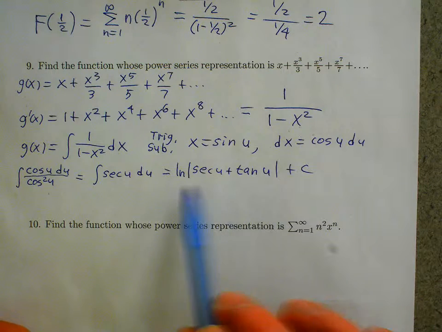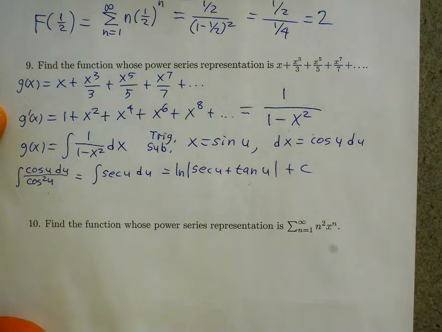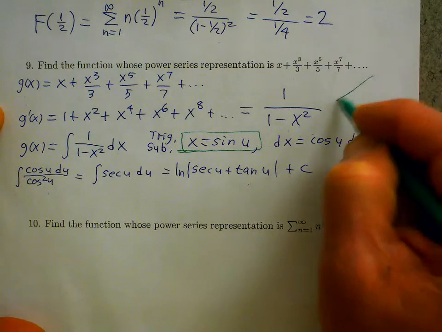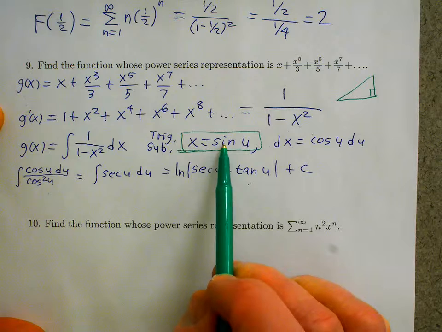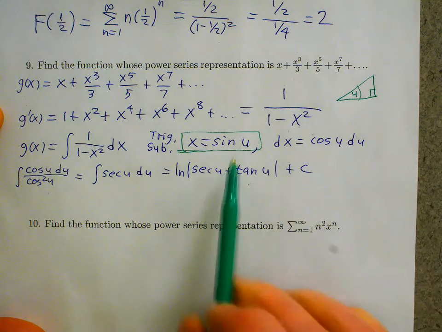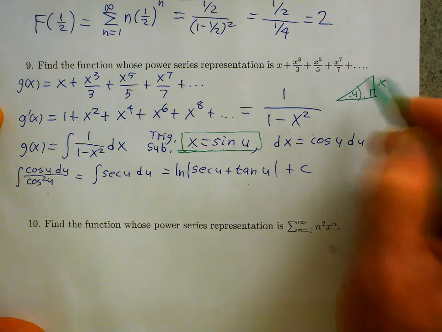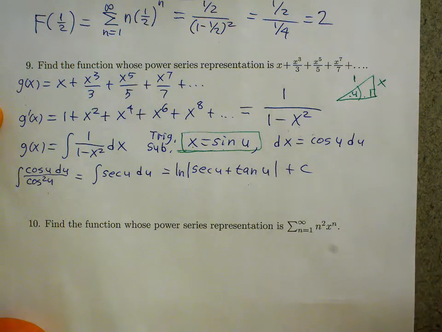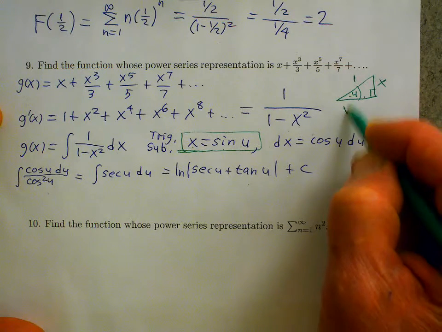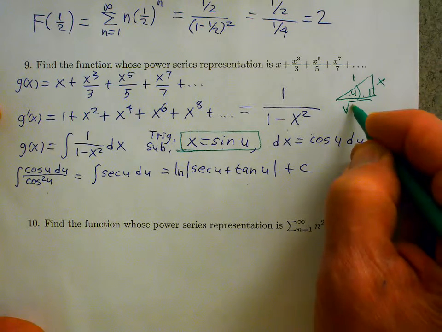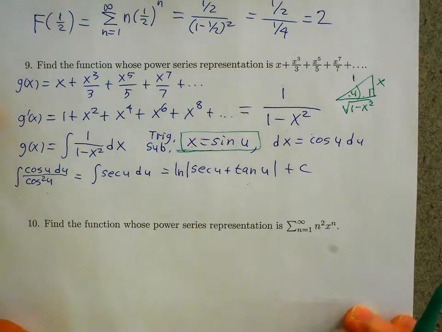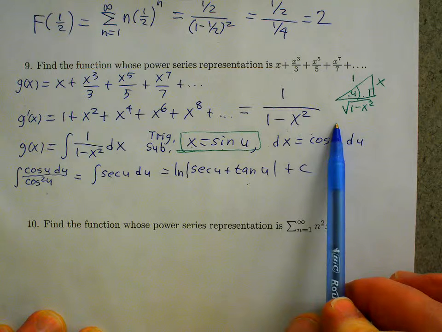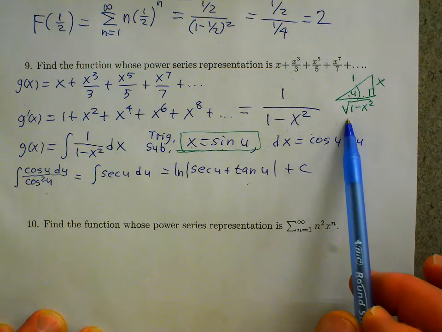Okay, we go back. We want to express this in terms of x. So we go back to our substitution. Create a right triangle to help us out. So x is equal to the sine of u. If u is that angle, the sine of u is equal to x over 1, so opposite over hypotenuse. Secant of u is hypotenuse over the adjacent side. So we need to know what the adjacent side is. So this is the square root of 1 minus x squared. So we're getting there. Secant of u then is 1 over the square root of 1 minus x squared. Tangent of u is x over the square root of 1 minus x squared.